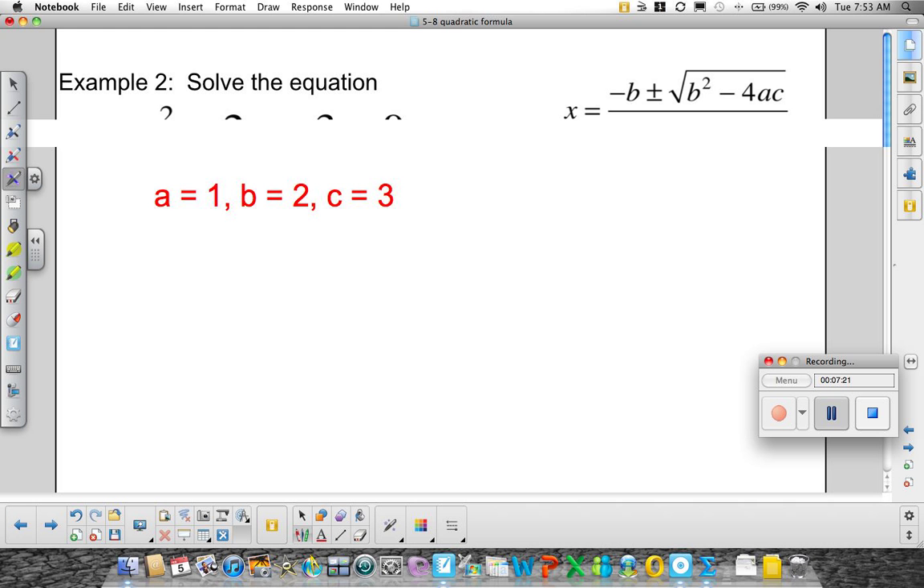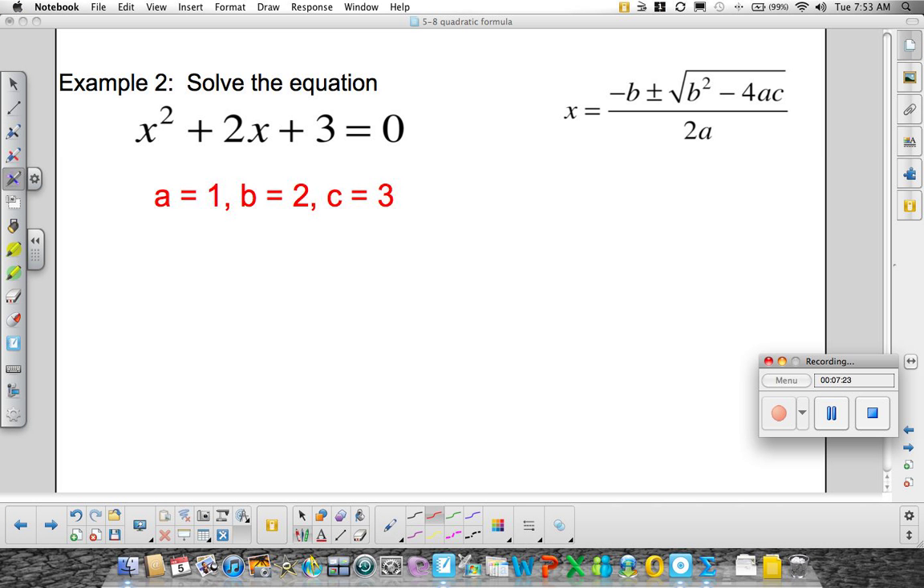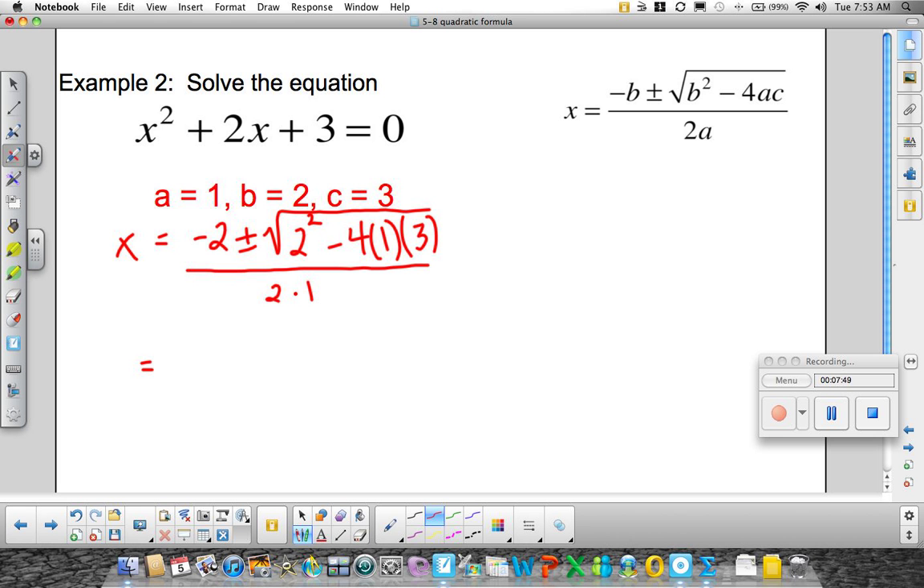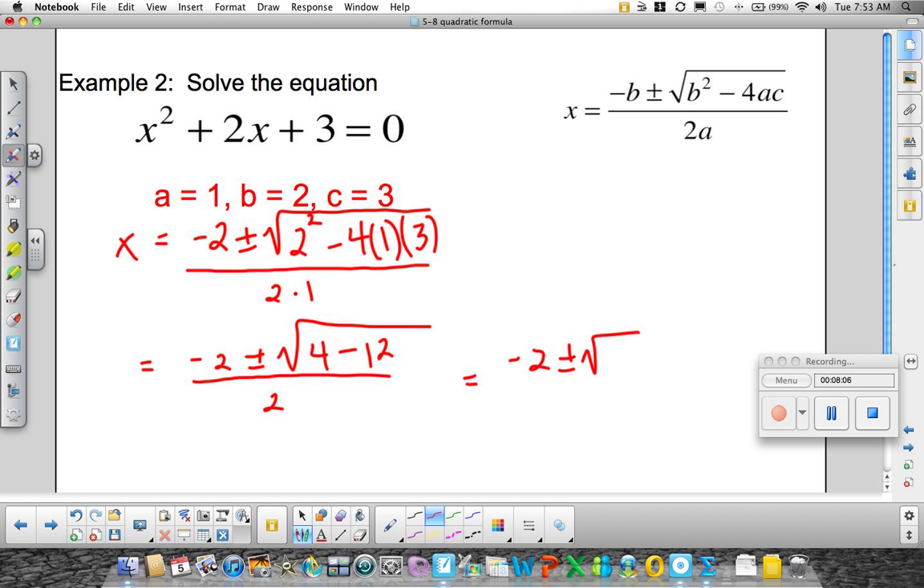So we'll get x is equal to -b, so in this case that's -2, plus or minus the square root of b squared, so 2 squared minus 4ac, so that's 4 times 1 times 3, all over 2 times 1, 2a. So simplifying that, now we can see we have -2 plus or minus the square root of 4 minus 4 times 1 times 3, which is 12. And this is where our little issue is going to come into play, because 4 minus 12 is -8. And then we want to divide that by 2.